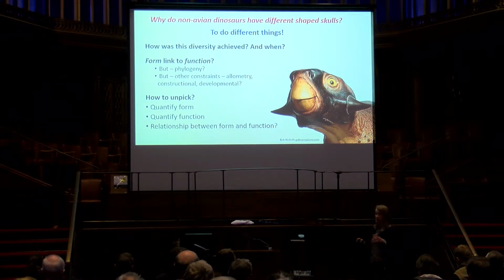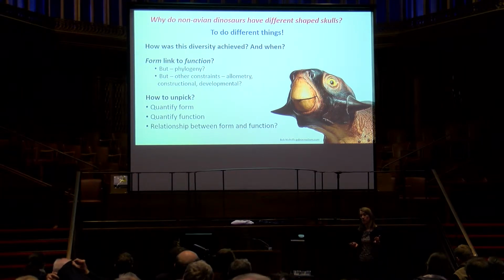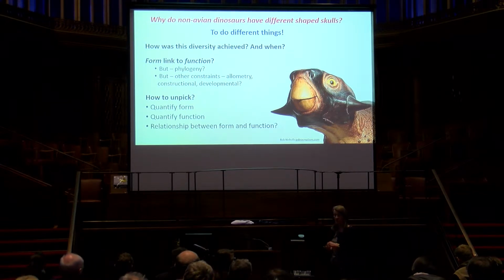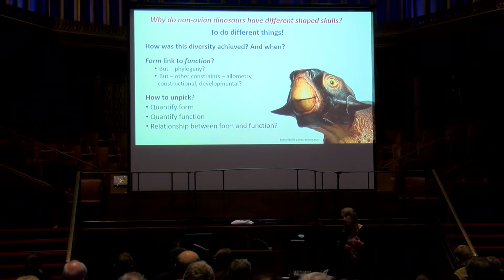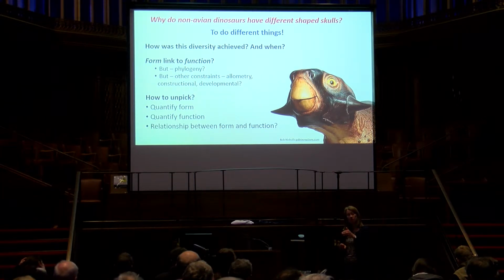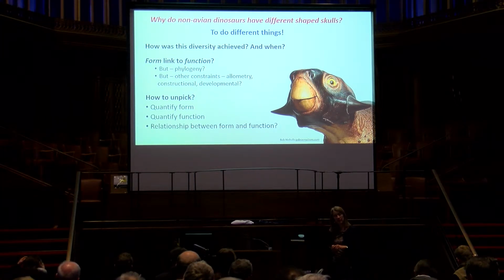But what I'm hopefully going to talk to you about over the next 20 minutes or so is that although this kind of diversity in skull form is iconic in how we understand dinosaurs, we actually don't understand very much in the macroevolutionary sense about how this diversity was achieved, to a certain extent when it was achieved, but also how this variety in form really links to the different types of functions that these skulls were undertaking.